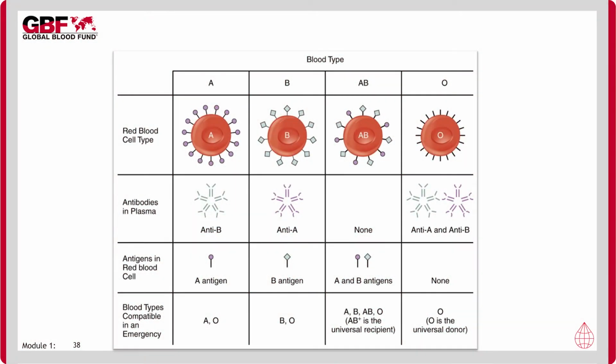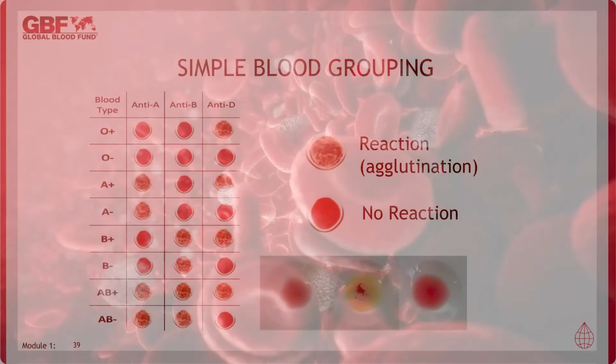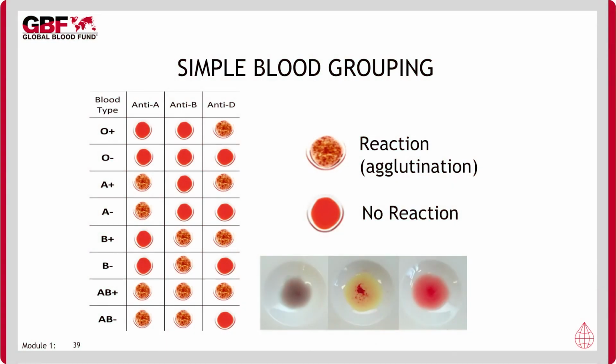This image shows the antigens and antibodies associated with each ABO blood group. You may want to pause the video at this point to study this in more detail. Here, you can see a simple blood typing technique using antisera or antibody reagents so that you can better understand the principles at work. The agglutination depicts the antigen-antibody reaction that is noticeable to the naked eye and from which the interpretation of the ABO-RH group can be made.